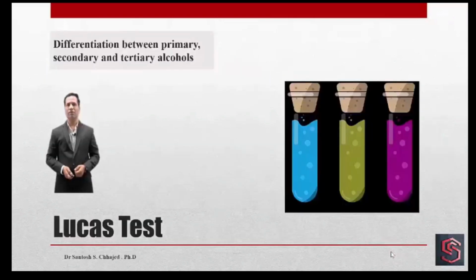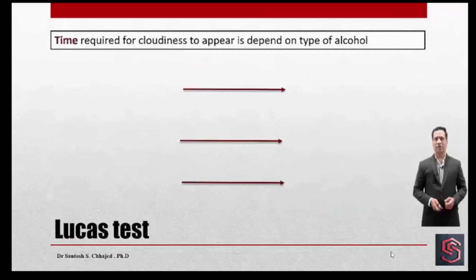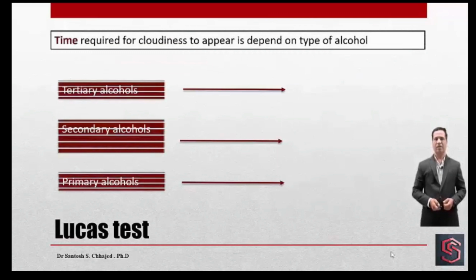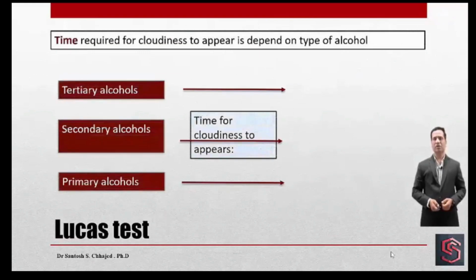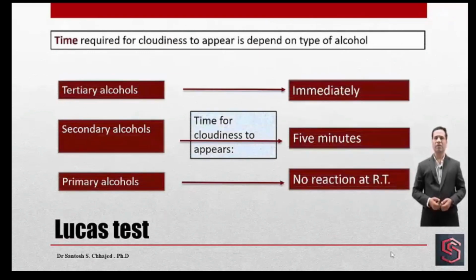The time required to form cloudiness or turbidity will be helpful to decide whether the alcohol is primary, secondary or tertiary. So when you allow reaction between primary, secondary and tertiary alcohol with Lucas reagent, they do form the corresponding alkyl chloride. Tertiary alcohol, when it reacts with Lucas reagent, gets converted immediately to the corresponding alkyl halide, and that is indicated by the appearance of cloudiness in the test tube.